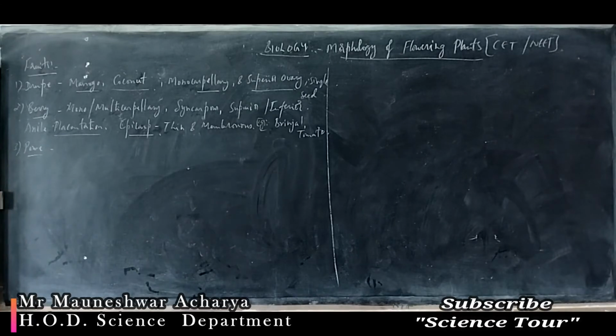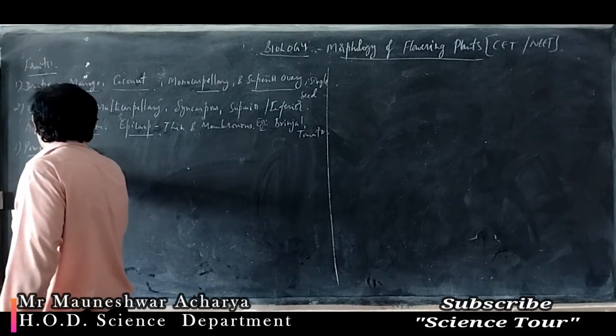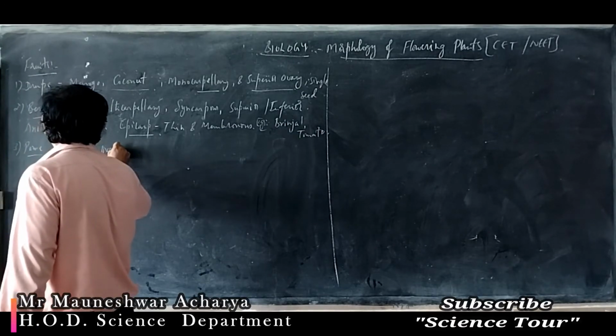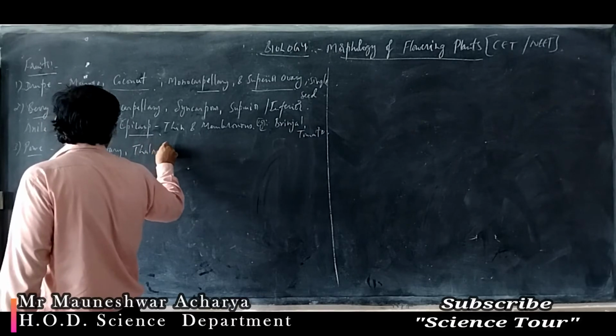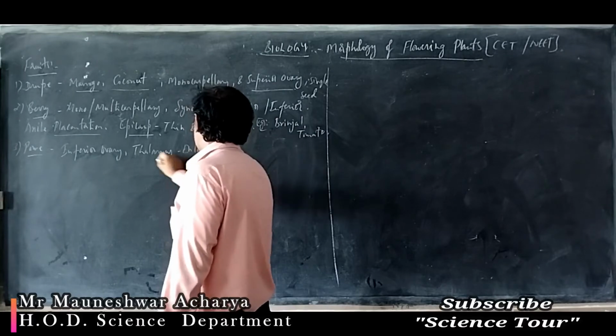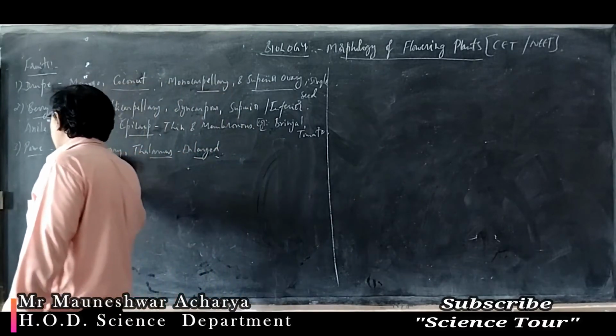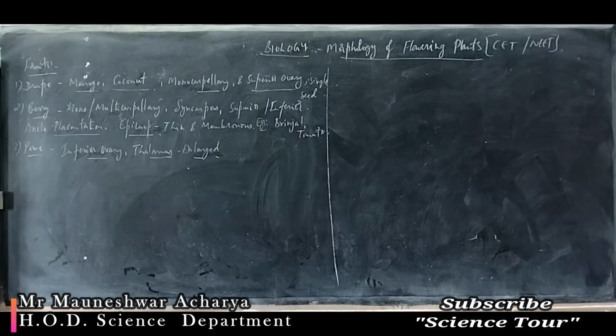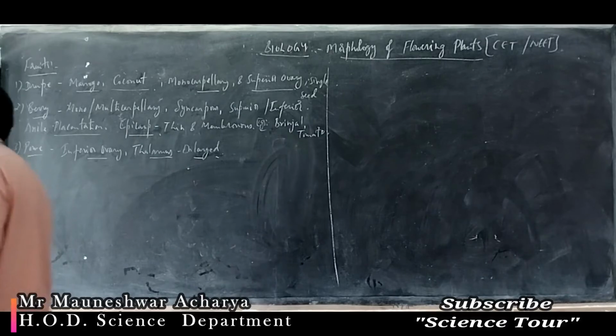In case of pome, the ovary is inferior, and the thalamus, the receptacle, is enlarged. It's important. Thalamus is enlarged, ovary is inferior, so the flower is epigynous. Correct? Flower is epigynous. Next, examples: the thalamus becomes the edible part here.